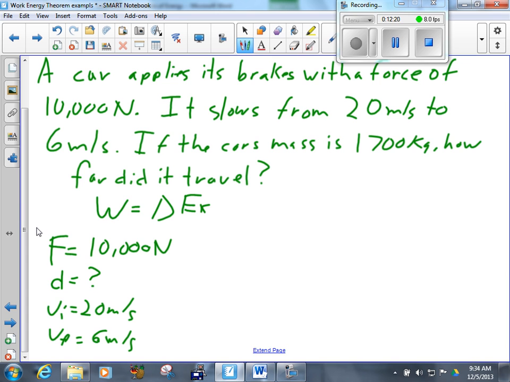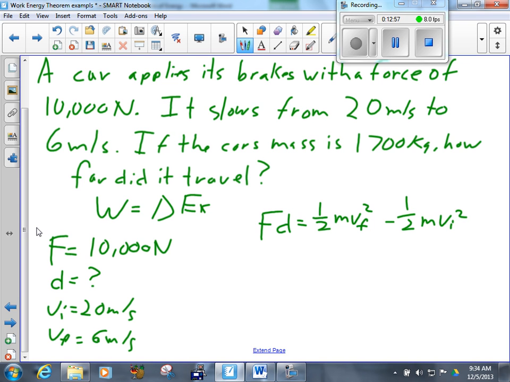So we said work is a change in kinetic energy. Let's write that out a little bit differently. One of the formulas for work is force times distance. Force times distance equals the change in kinetic energy, which means the final kinetic energy, 1/2 m vf squared, minus 1/2 m vi squared, the initial kinetic energy.